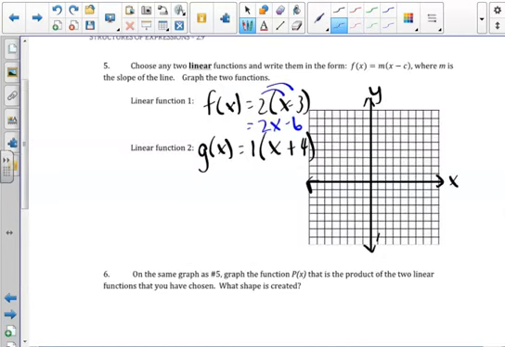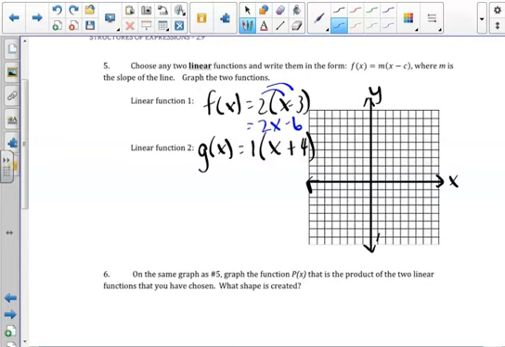In number 5, we were asked to choose any 2 linear functions and write them in the form f of x equals some number m times the quantity x minus c, where m is the slope of the line, and graph the 2 functions. So the 2 that I just picked, which several of you in class picked different examples, was the function f of x equals 2 times the quantity x minus 3, and g of x equals 1 times the quantity x plus 4. So recall from Math 1 how to graph these.